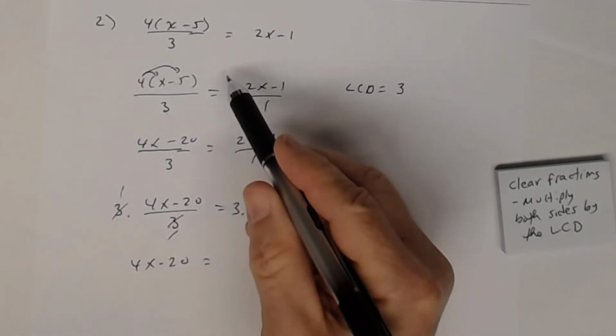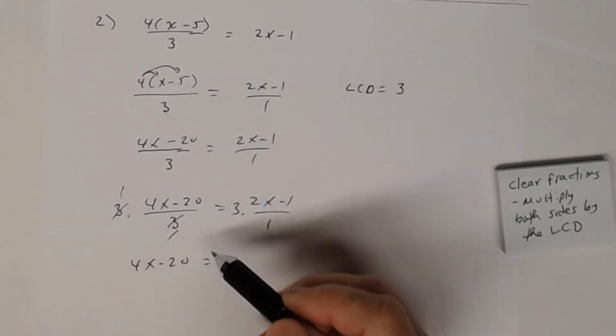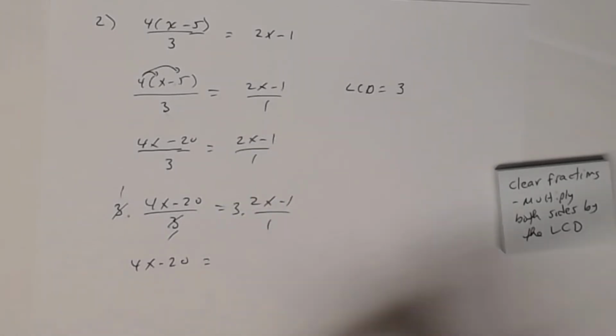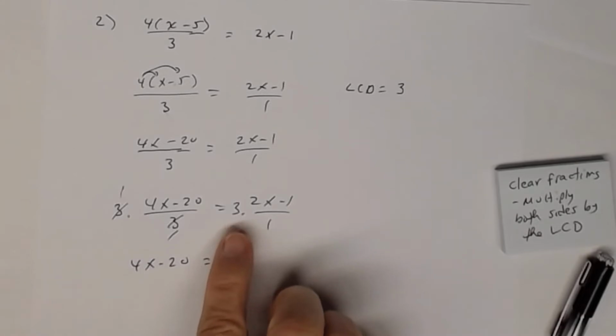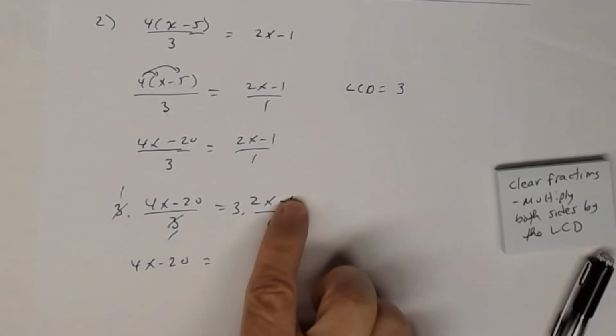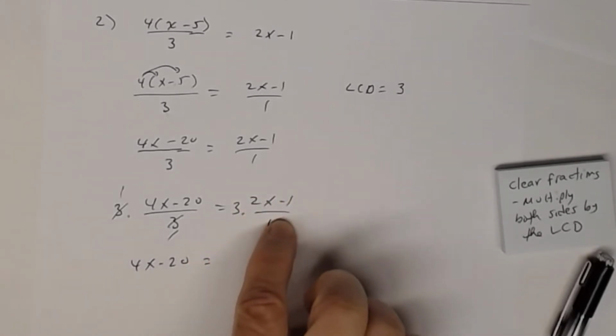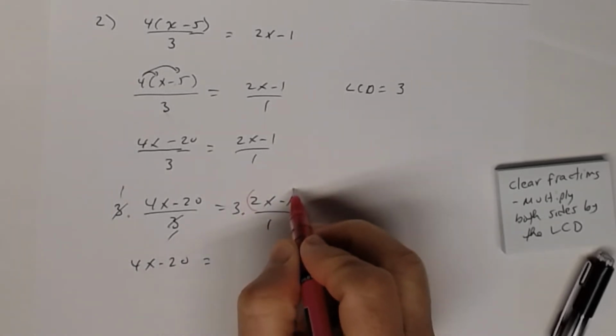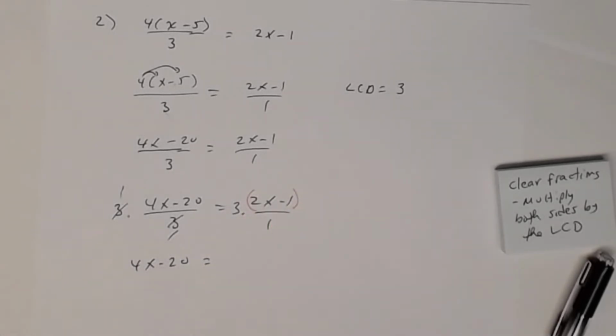Sometimes it helps to do that. Align your symbols, your equal signs. Now over here, be careful, because 3 is being multiplied by each of those terms here. So you need to put this numerator in parentheses. So put it in parentheses.